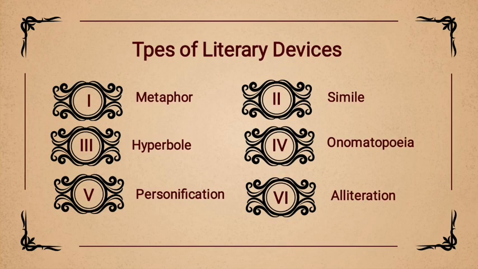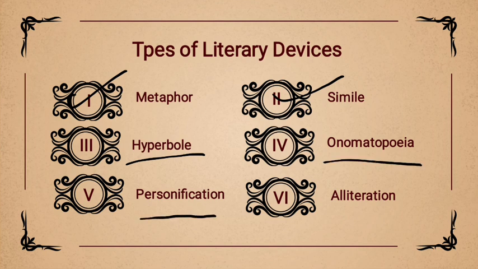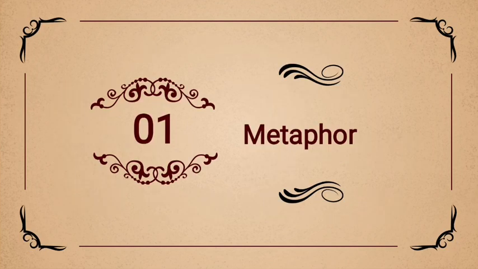Now we go to the types of literary devices. There are a number of literary devices, but in this video I will describe a few of them. First is metaphor, second is simile, third is onomatopoeia, fourth is personification, and fifth is alliteration. These are the types of literary devices that I will describe in this video. Now we go to the first type of literary device, that is metaphor.